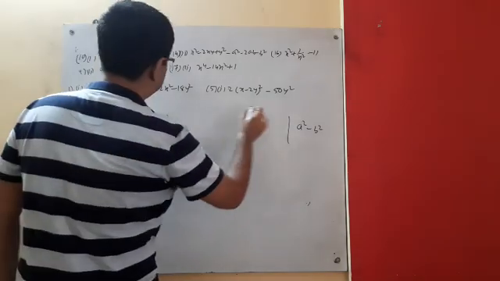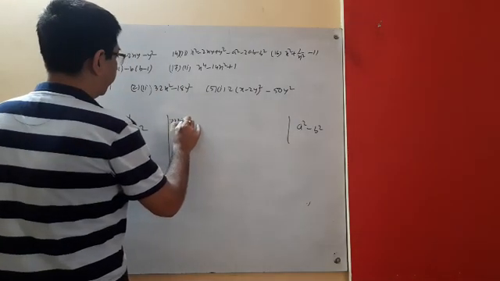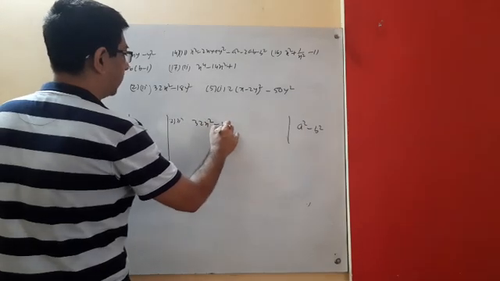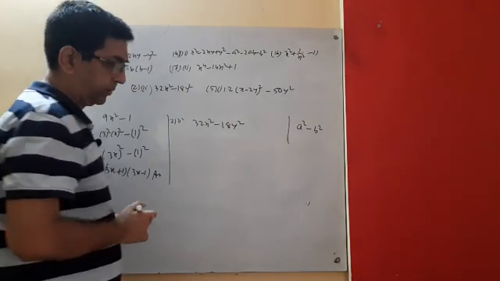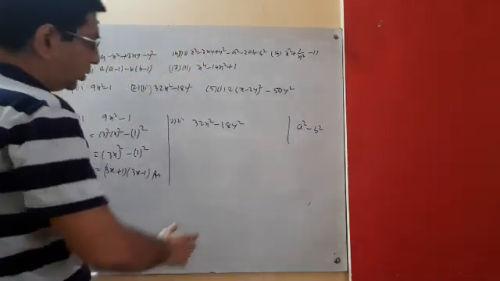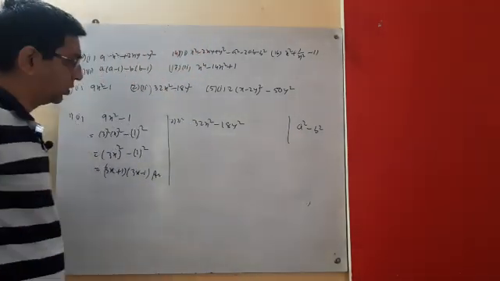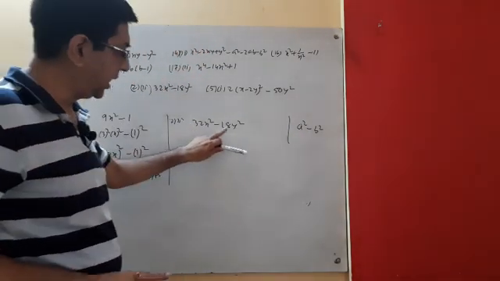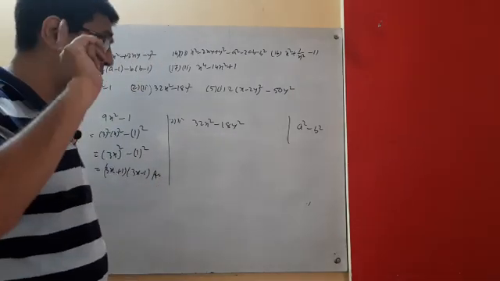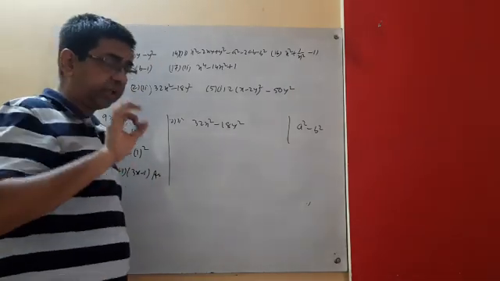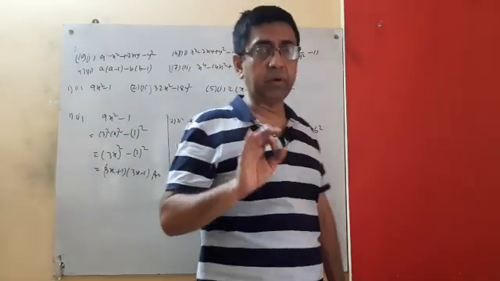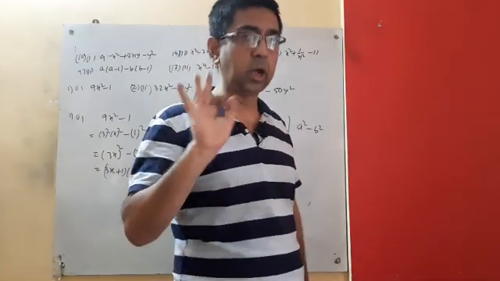Number 2, 32x square minus 18y square is there. Look, this is not in the form a square minus b square. Why? 32 is not a perfect square, 18 is not a perfect square. But in the first video I told you that at first see whether there is any common factor of the expression. Take the common first.